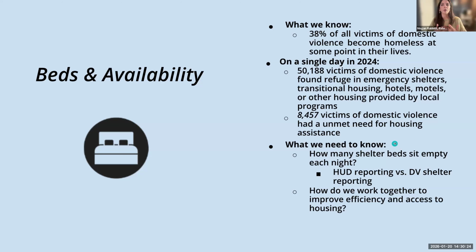So as we look at this, we can say, well, how can we use this data to assist in making this a little bit better, right? We need to know how many shelter beds sit empty each night. So HUD reporting versus DV shelter reporting, it's different, right? It's not the same. It's not capturing the same things. How do we work together to improve efficiency and access to housing? So how can we in our communities work more collectively to meet the needs across county lines, town lines, state lines even, because as we know, the bed availability is so low.